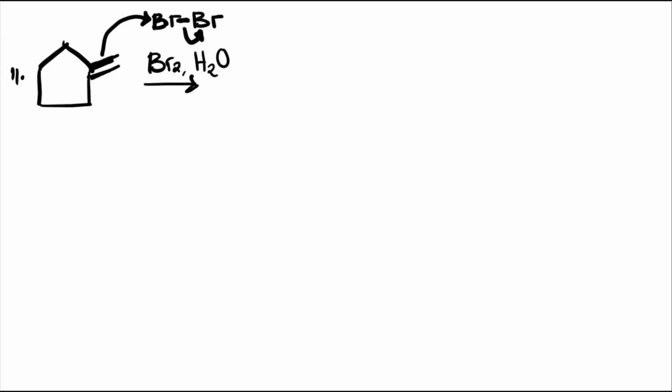When that happens, the bromine is going to attach to the carbon that is less substituted. Okay, so it is going to attach to this carbon here. This carbon here, that's where the bromine will attach to. And the carbocation is going to form on this carbon here that is more substituted.